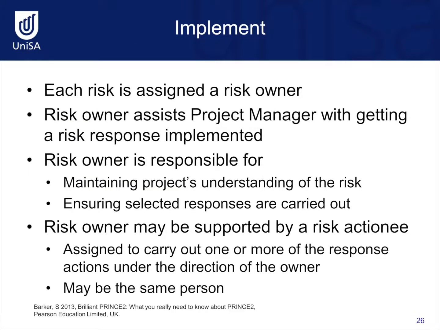Let's now consider what happens in the implement stage of the risk management process. At this point, each risk is assigned a risk owner. The risk owner assists the project manager with getting a risk response implemented. The risk owner is responsible for maintaining the project's understanding of the risk and for ensuring that the selected processes for responding to the risk are carried out. The risk owner may be supported by a risk actionee. The risk actionee is assigned to carry out one or more of the risk response actions under the direction of the owner. The risk owner and risk actionee may also be the same person.